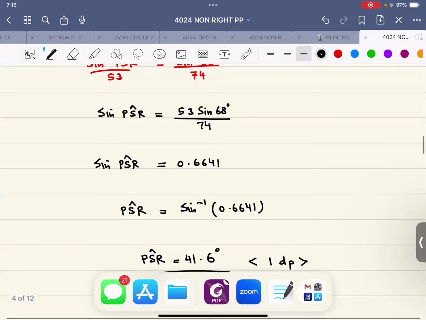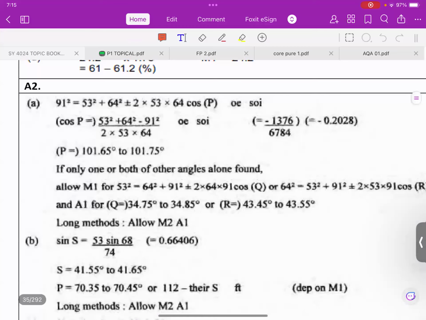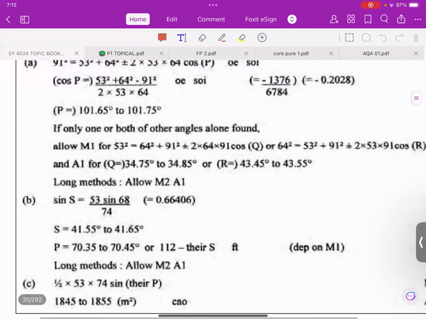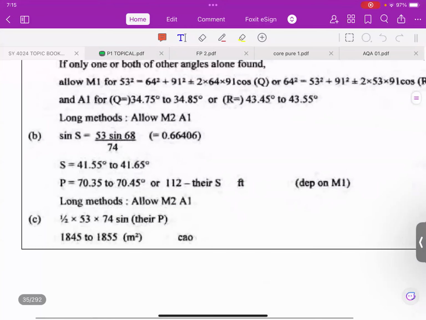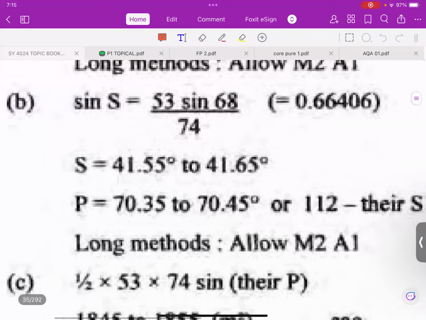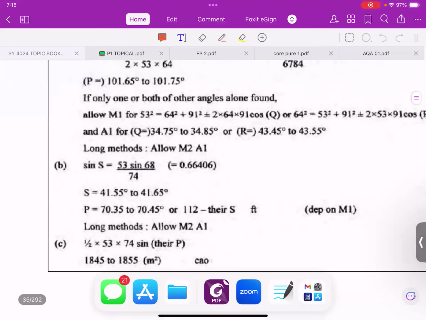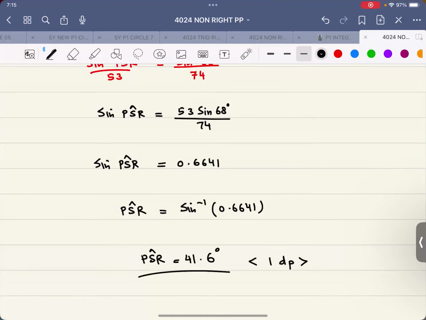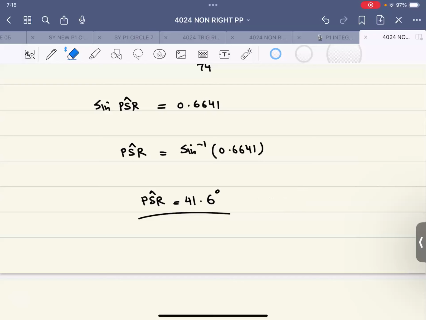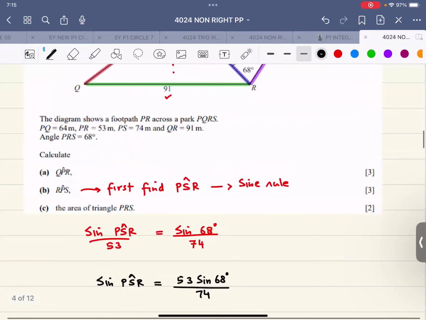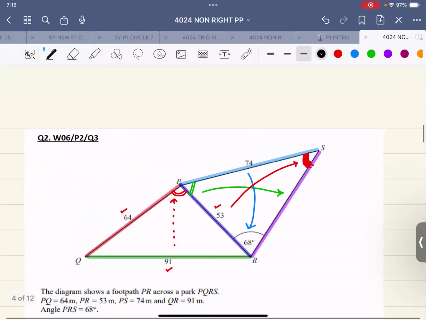Let's also check this answer. This answer is over here, 41.55, 41.65. I have rounded it off. But now this is 41.61. I should not round it off. Hold for a second, because I'm not just interested in finding this. This is 41.61. And then we are interested in this angle, that is this green angle over here.